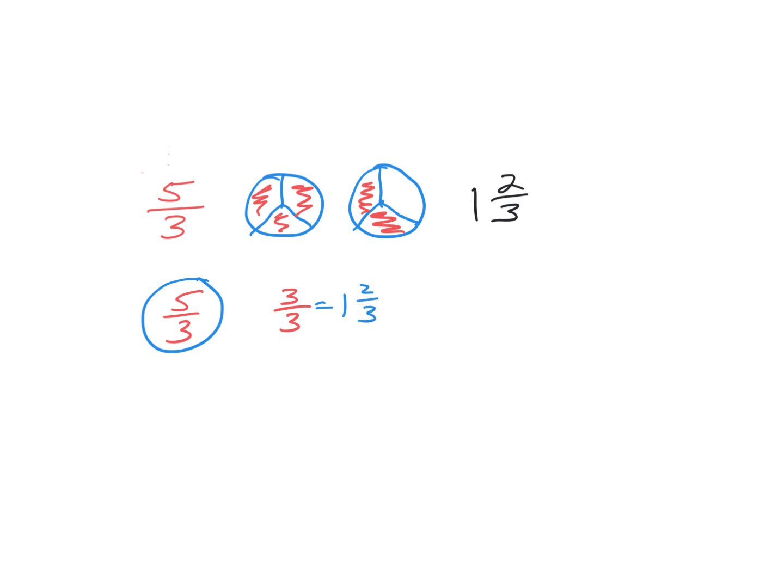Maybe you remember the other way of doing it. 5/3, I could change that into a mixed number by dividing. Remember, 5/3 means 5 divided by 3. So I could do the division algorithm. 3 goes into 5 one time. 3 times 1 is equal to 3. Subtract, I get 2. So I have 1 whole and I have 2/3 of another. So it's equal to 1 2/3. It doesn't matter which way you do it, you just want to make it efficient.